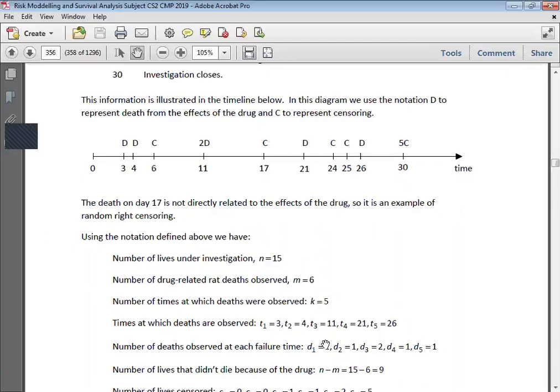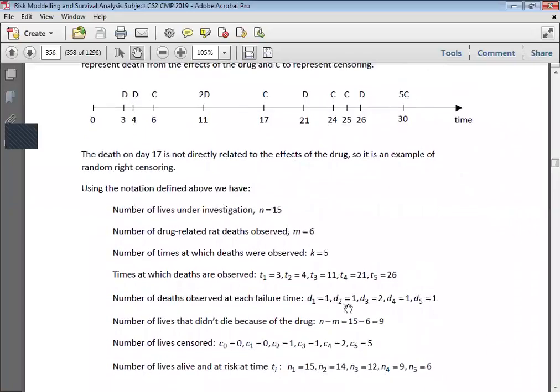And now what we are trying to do is look at the number of deaths observed at each failure time. So remember, all of these times that we have defined represent a failure time. By failure, they mean whenever we observed a particular death. So again, T1, D1. The number of deaths in D1 corresponds to the number of deaths you observed at time T1. And then T2, D2, and so on and so forth. So here if you see, T3, which corresponds to time 11, has D3 equal to 2, because 2 rats died at time 11.